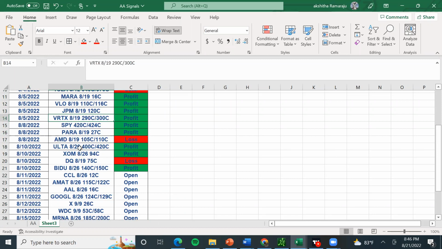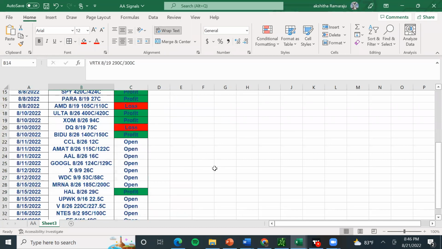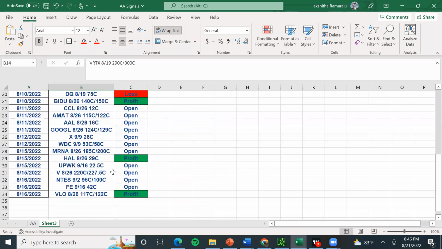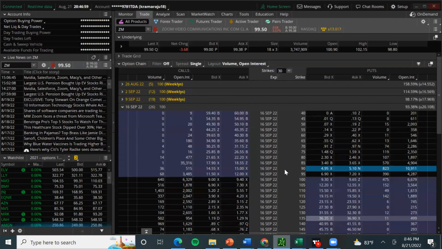AMD, or Ulta 400 call, 420 call, or Baidu 140 call, 150 call. So your investment is getting reduced, and also your overall profit can increase if the stock is up to that point. So that's what I wanted to explain about these debit spreads.